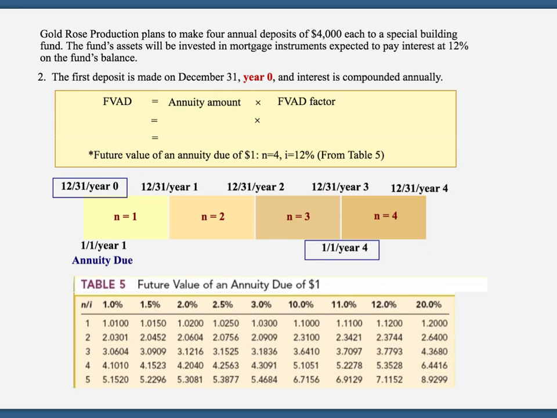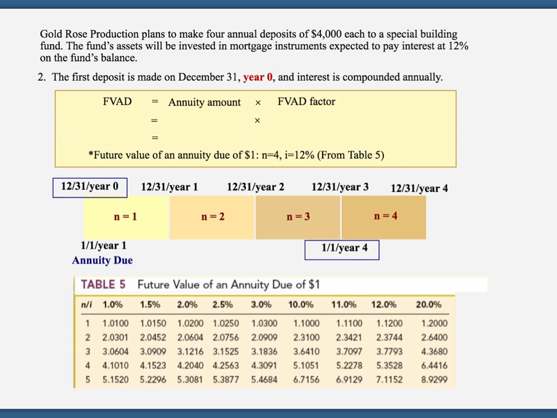Moving on to our second scenario, the first deposit is made on December 31st, year 0, and interest is again compounded annually. As I mentioned earlier, we have the ordinary annuity or an annuity due. This one is annuity due because the deposit is made on December 31st, year 0. So they don't wait till the end of a period like they did in ordinary annuity. They make the deposit at the beginning of each period. You can see it's deposited here, and the second time it will be deposited here, here at the beginning each time, and then January 1st again on year 4. So at the beginning of each period.